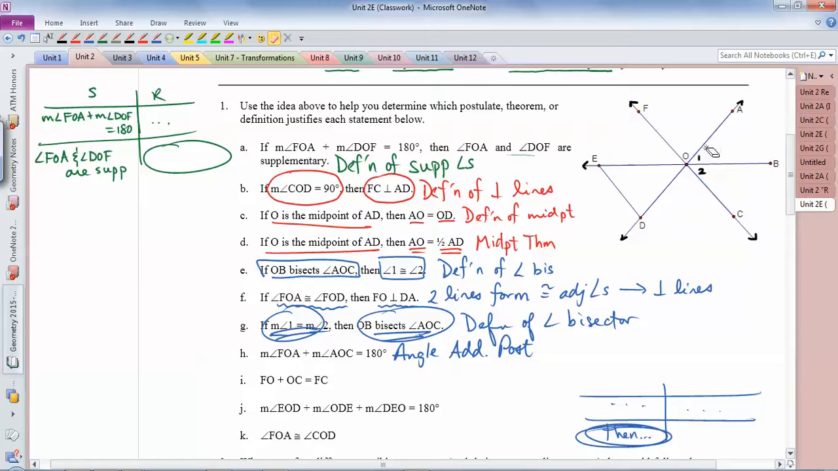Okay. Hopefully you're able to look at I and just know you're adding this segment to get the whole segment. That's segment addition postulate. So hopefully that one's stuck from last unit. J is slightly trickier because we haven't really used it in a proof yet. And actually, we won't use it for a while, but this one is useful. It's EOD, which is this angle, ODE, which is this angle, and DEO, which is that angle, all add up to 180.